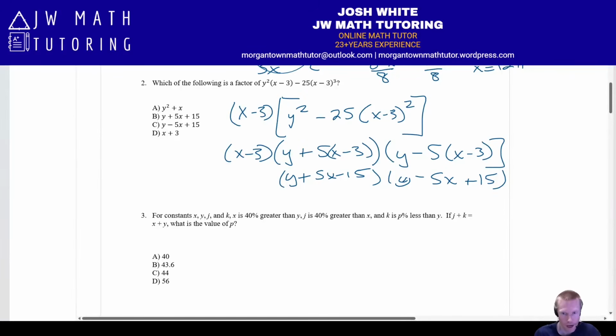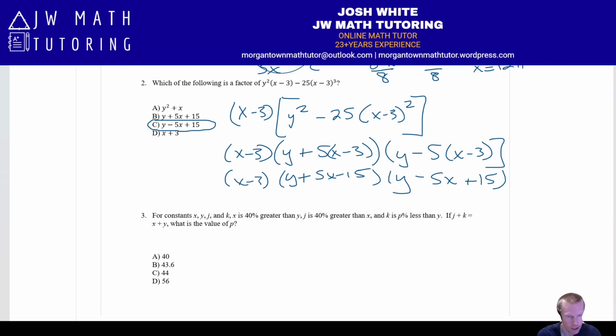Okay, so now we can go ahead and just look at the three factors that we have and see which one is one of the answer choices. All right, so we don't see x minus 3 anywhere. Then we have plus 5x minus 15 minus 5x plus 15. Okay, so it looks like it's going to be right here, answer choice C, y minus 5x plus 15.